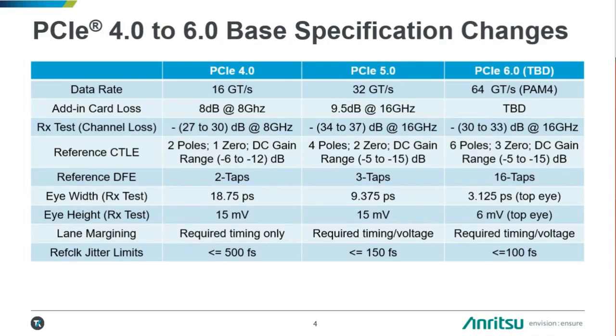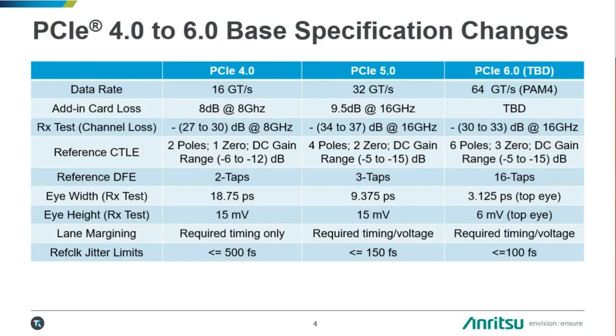There is no hard and fast spec limit for max channel. However, this is somewhat indirectly defined if you look at the receiver test channel that you have to use when you're calibrating your stress die. So that was 27 to 30 dB for 4.0, 34 to 37 at 5.0, and expected to be 30 to 33 for 6.0 at the respective Nyquist. So this gives an indication of the type of reach that must be supported by the receivers.